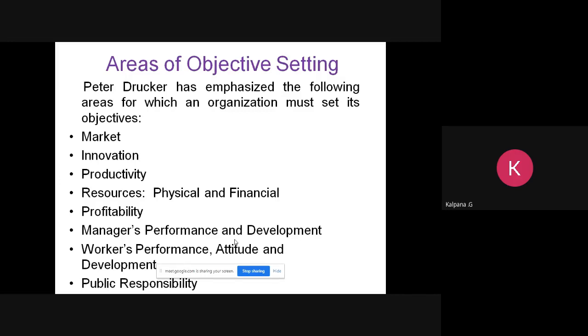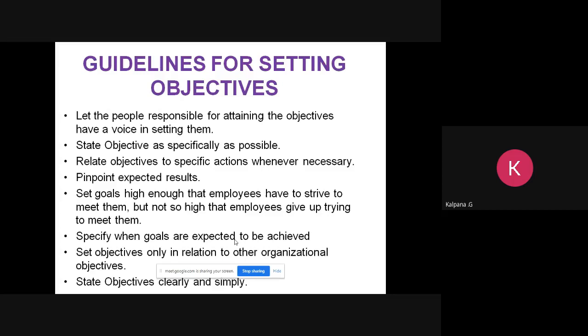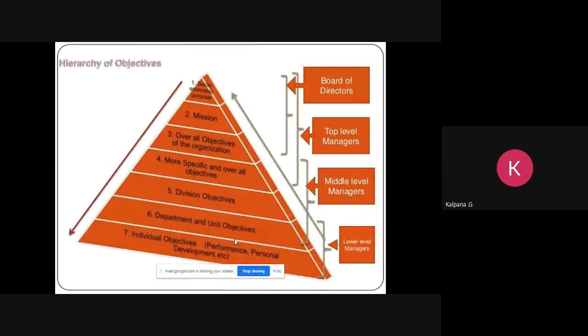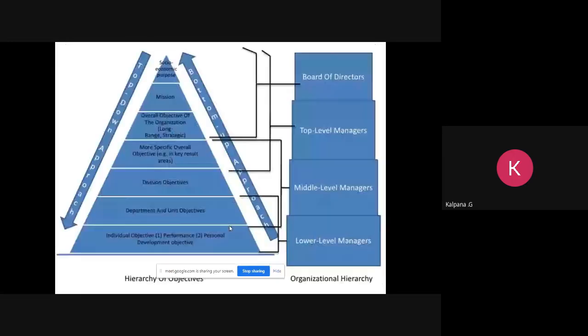So these are the key areas. This is what I was mentioning as key result areas. Let me go back to that point and tell you. When you look at this diagram, the fourth point is all about more specific and overall objectives. More specific and overall objectives are nothing but objectives in key result areas. Look at the fourth step: more specific overall objectives, for example in key result areas.